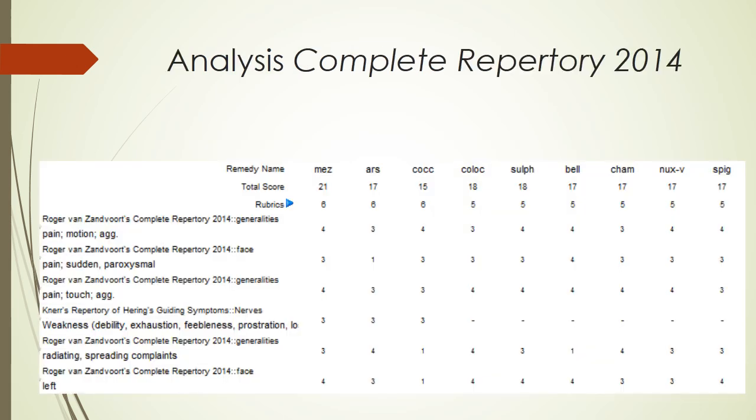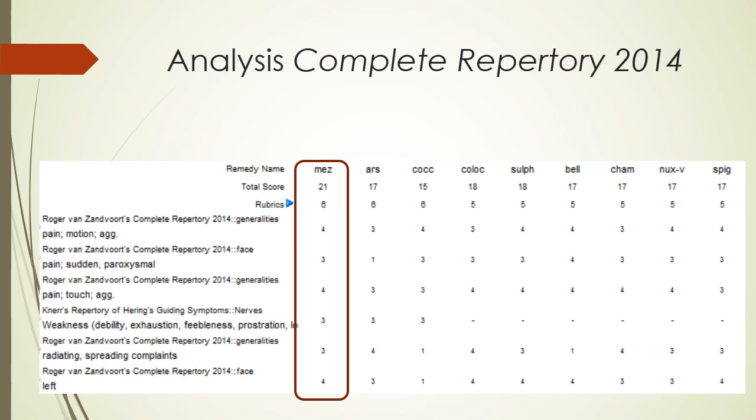I'm using the Complete Repertory 2014 edition as made available on HomeoQuest software. So I'll not read them out again. You already have seen them in the previous slide. And the top remedy here, of course, is Meserium. And it is way ahead. There are only 3 remedies which cover all the 6 rubrics: Meserium, Arsenicum, and Cocculus. And Meserium is having a total score of 21.